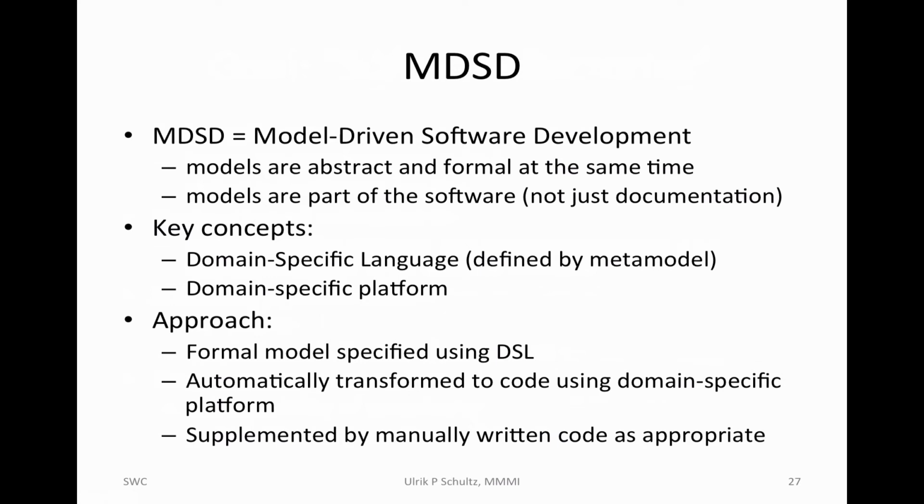In model-driven software development, we think about models as abstractions, which allows us to think better about the system, but formal. So we want to define them precisely, and they're part of the software. We might use a domain-specific language defined by a meta model to program it, and we might have a domain-specific platform, which is the target we try to reach. So we specify the formal model using the DSL. We automatically transform it to code for the platform and supplement it with manually written code as appropriate.